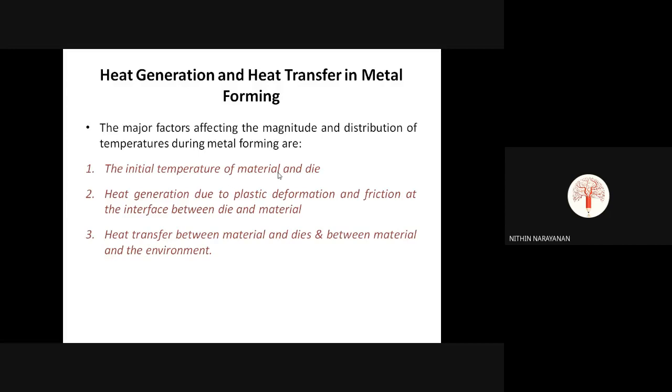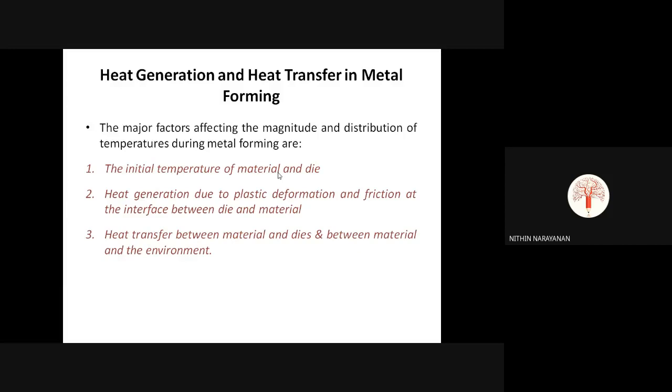Heat generation due to plastic deformation and friction at the interface between die and material. The plastic deformation will produce some amount of heat due to the change in the internal grain structure and all. And again at the interface between the die and the material, there will be friction, and again it is causing heat there. Okay, heat generation means two things: plastic deformation produces heat, and if there is friction, heat is produced because of that too.